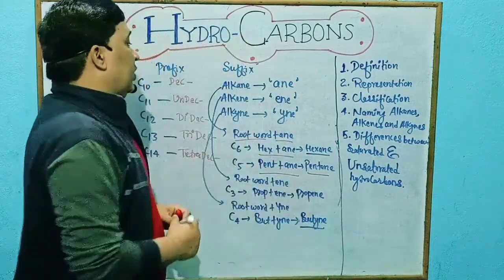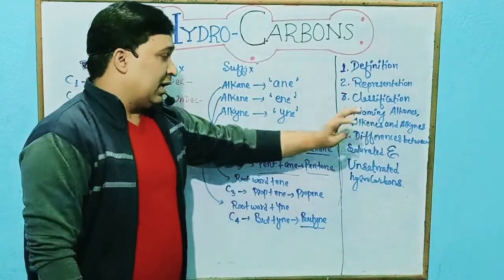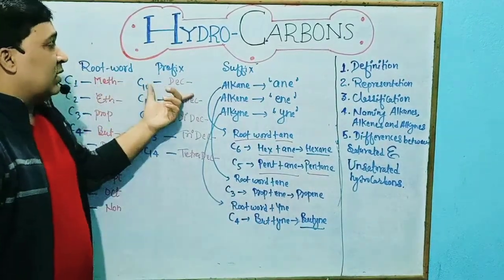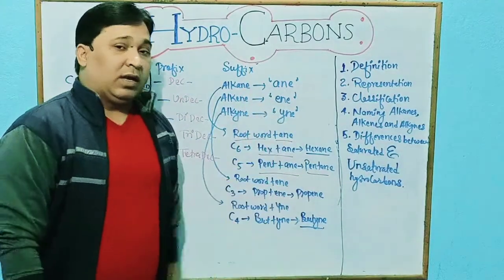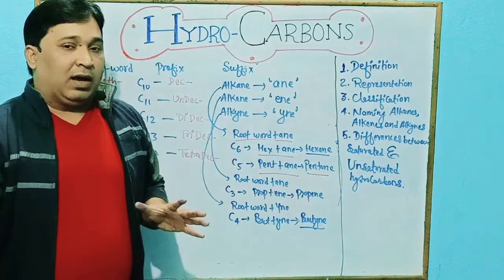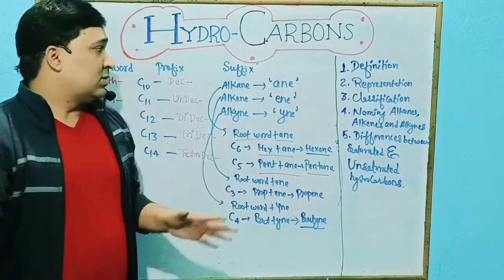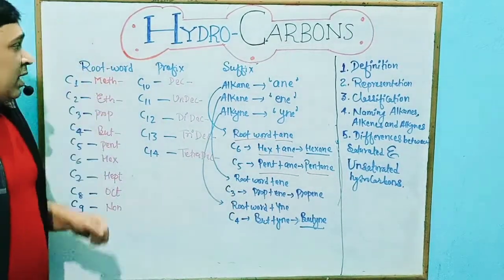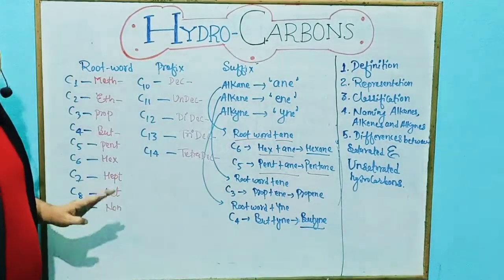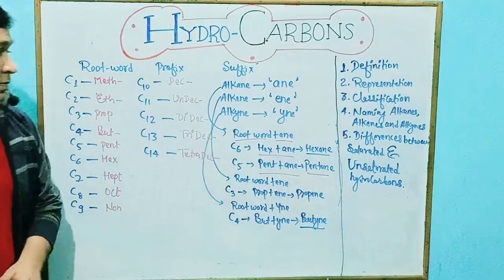So in this way, we name the alkanes, alkenes and alkynes using root word as prefix and ANE, ENE and YNE as suffix. Now try to write, or practice at least, names of alkanes, alkenes and alkynes up to 8 carbon atoms, right?